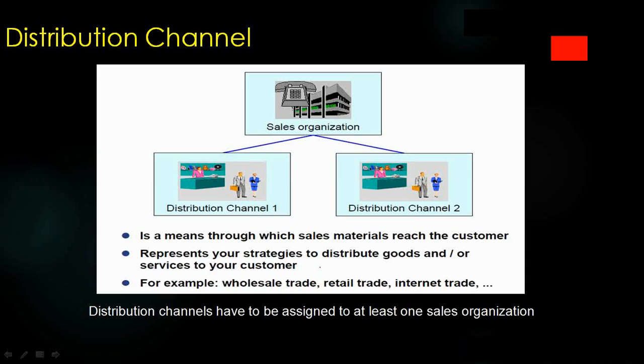So it is a means through which the sales material reaches the customer, and it represents your strategies to distribute goods and or services to the customer. For example, wholesale trade or retail, internet and all that. Now, a distribution channel has to be assigned to at least one sales organization.